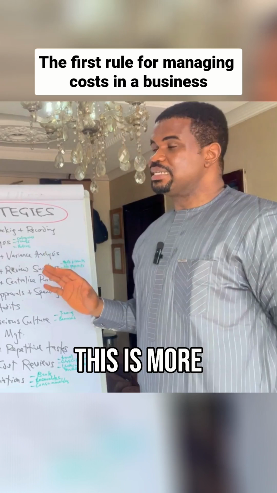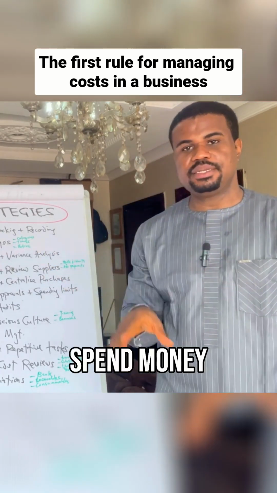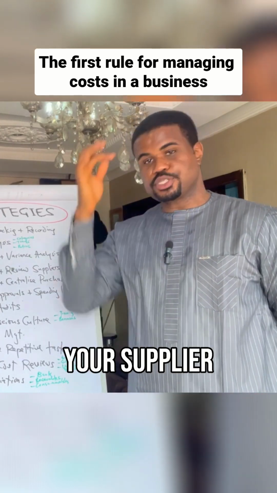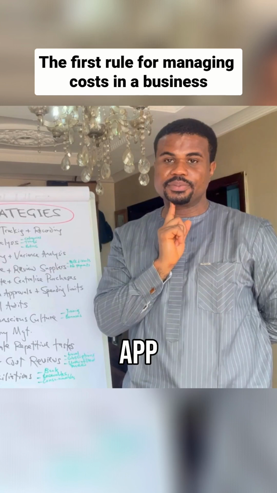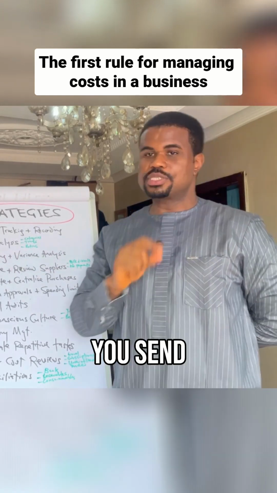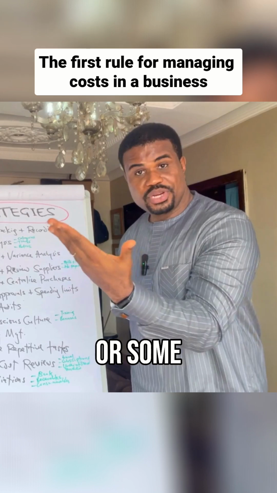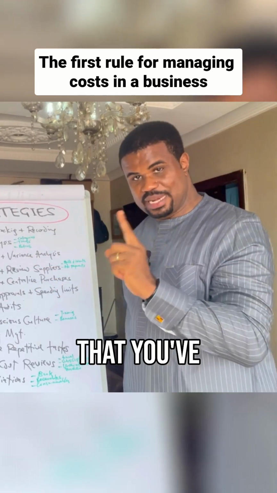Now, this is more of a discipline, because the truth is, when you spend money, you have trails everywhere, particularly in this age, this digital age. You want to pay your supplier, you send them a transfer from your bank app or from your internet app, or even when you pay cash, right? You send them that transfer, your bank gives you a notification or some receipt that you did a transfer for something. That is one trail that you've made an expense.